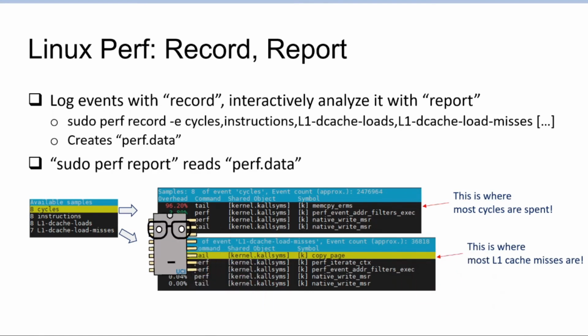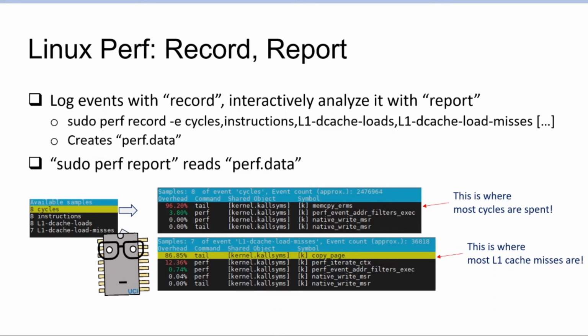Yeah, and if, for example, I went to dcache load misses and pressed enter, I can see a similar output. And here also, you can see that most of the L1 cache misses are in a function inside tail called copy page. Of course, these symbols don't mean too much to us right now because we aren't the people who wrote the tail command.